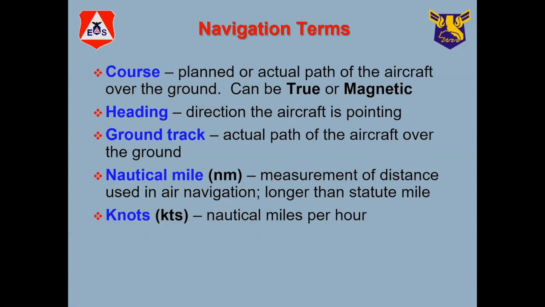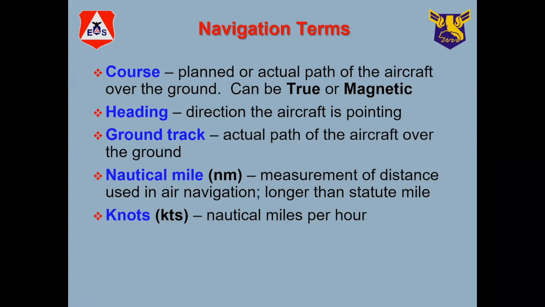Heading is the direction the aircraft is actually pointing. The ground track is the actual path of the aircraft over the ground, and this is going to change because of winds. Nautical mile is the measurement of distance used in air navigation. It's longer than the statute mile, as Colonel Dennisig mentioned. It's approximately 6,000 feet. And then knots is the nautical miles per hour. So a knot is going to be faster than a mile per hour.